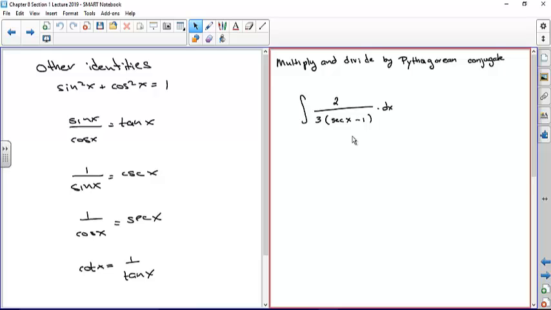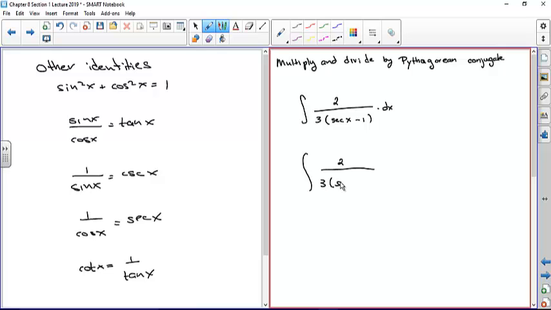Right now we don't have anything. If we had just a secant of x by itself or 1 by itself in the numerator, we could integrate this thing, but it's in the denominator, so it's not anything we've seen before. If you see situations where you have the sine of x plus 1 or the sine of x minus 1 or the cosine of x, any trig function plus or minus 1, you might be able to do this technique. So what we do is multiply the numerator and the denominator by the Pythagorean conjugate.